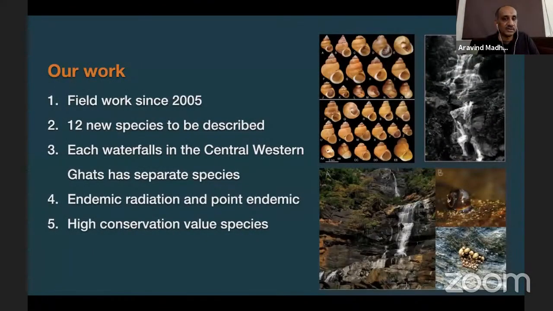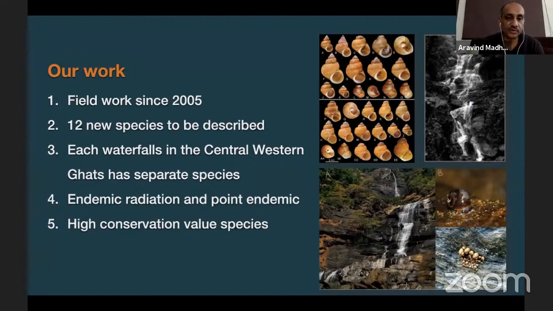So we have been working on this group since 2005. That's around 15 years, and 12 to 15 species are new to science, which need to be described. Once we describe them, the diversity will go up to almost 25 species in this particular genus in the Western Ghats, which is much higher than any other freshwater mollusk genus in India.